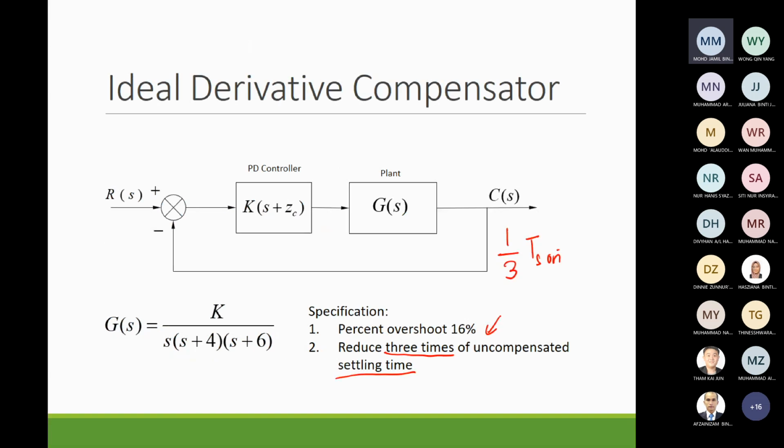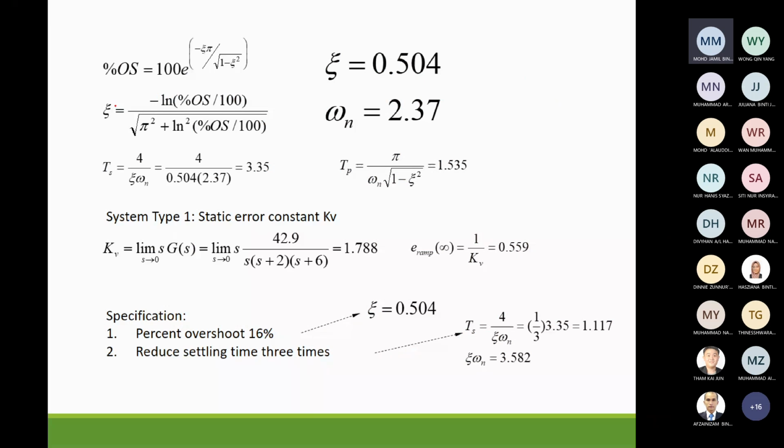So firstly, what you need to do is calculate the transient response performance parameters. You are given 16% overshoot, so you can calculate the damping ratio using the formula from the second order system. Using this formula with 16% overshoot, you get damping ratio equals 0.504.